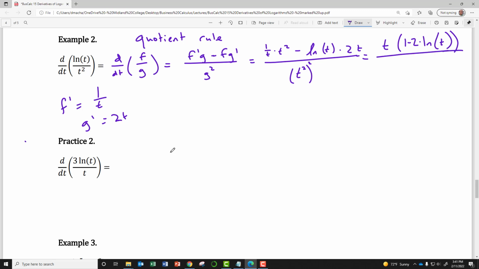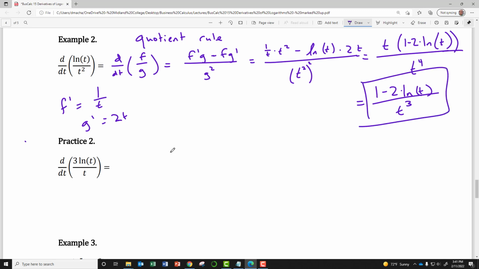And then divided by t to the 4th power, because t squared squared is t to the 4th, and then I'll cancel one of the t's from both numerator and denominator, and get 1 minus 2 natural log t in the numerator divided by t cubed in the denominator, and that is our simplified answer.